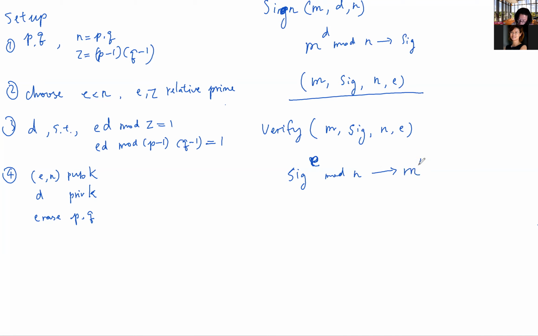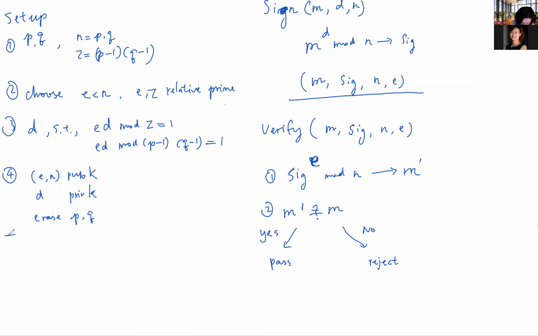Suppose you get M prime. What you do is that you see, is M prime equal to M? And if yes, this passes, that means the signature is valid. If no, then you reject the message. You say, oh, this is not the message that is intended. For example, you download some program, it has a digital signature, and you don't download it if the signature does not match the original message.